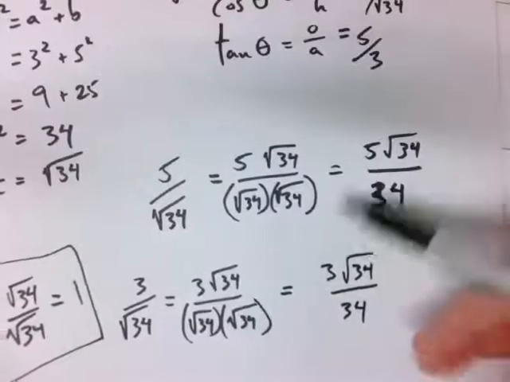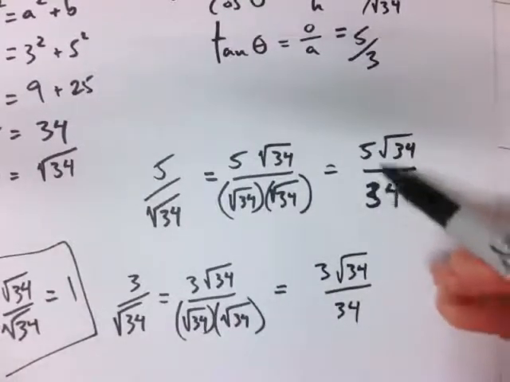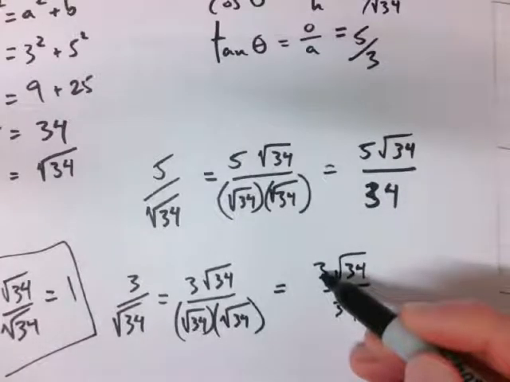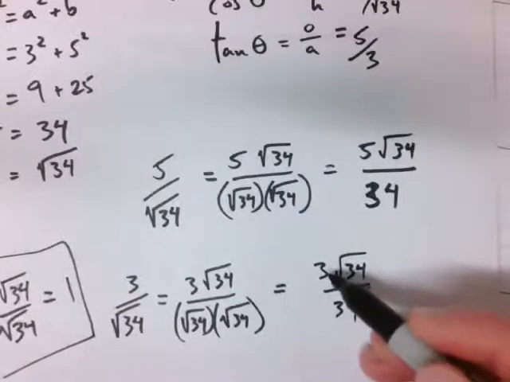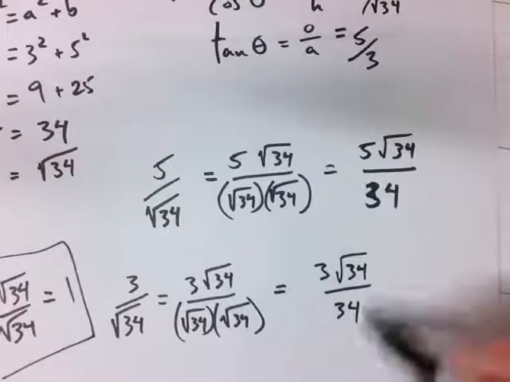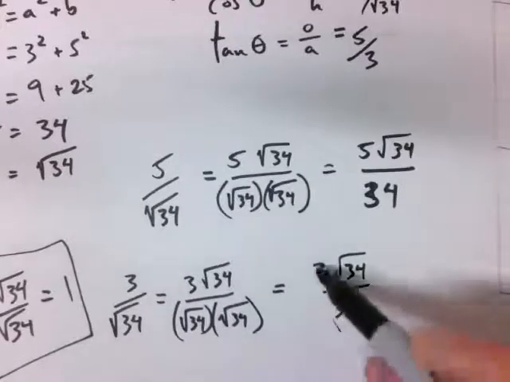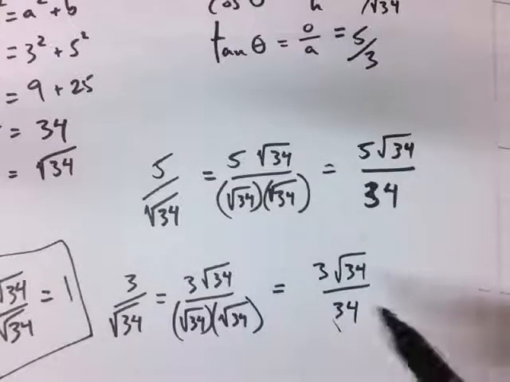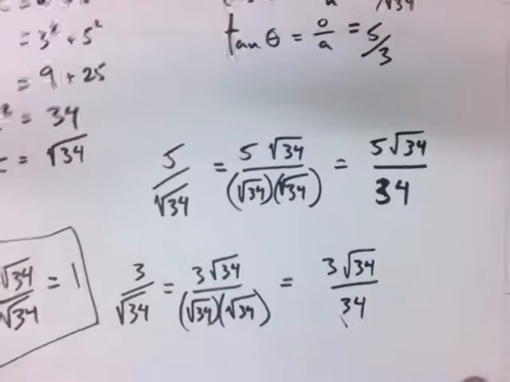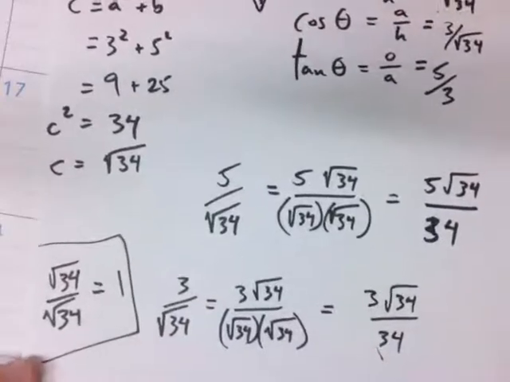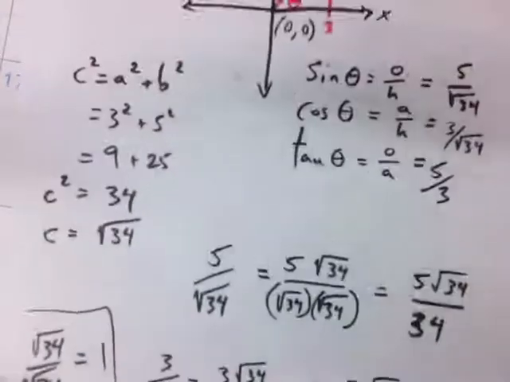Now, the only extra little step is if you can reduce this, 5 and 34, you can't. 3 and 34, you can't. If this was a 2, then you can reduce it, and it would be root 34 over 17. So reduce these if you can, but otherwise, please, root signs on top. That's the first thing I wanted to talk about today. We're actually not going to do a lesson today. We're going to do, well, kind of. You'll see. So this is important.